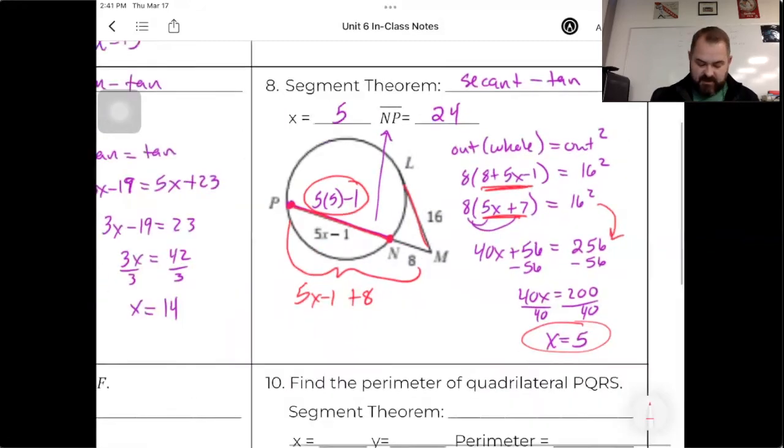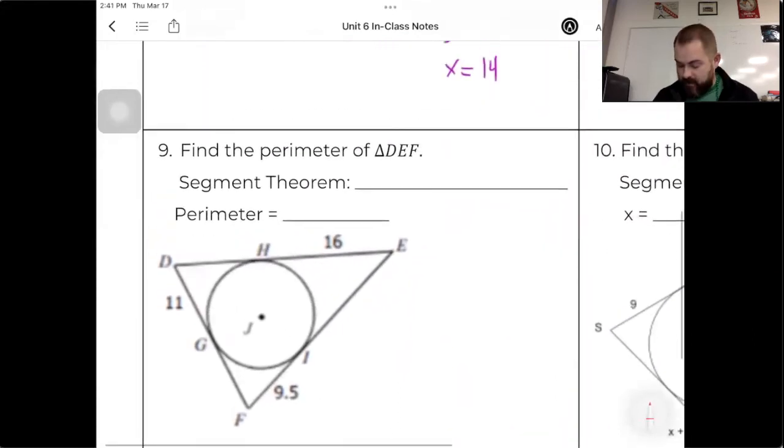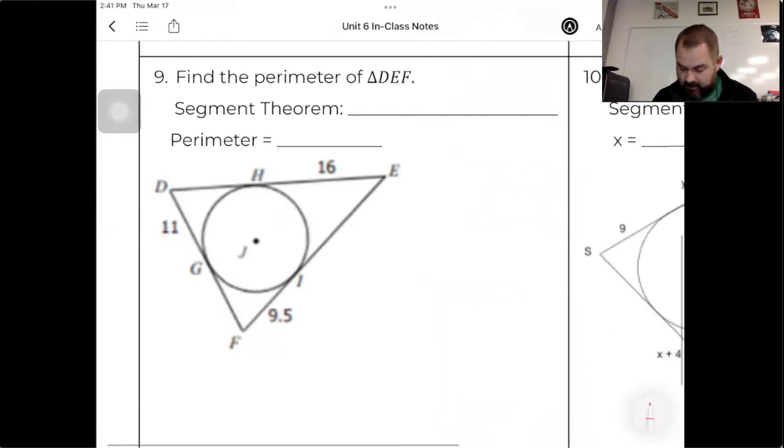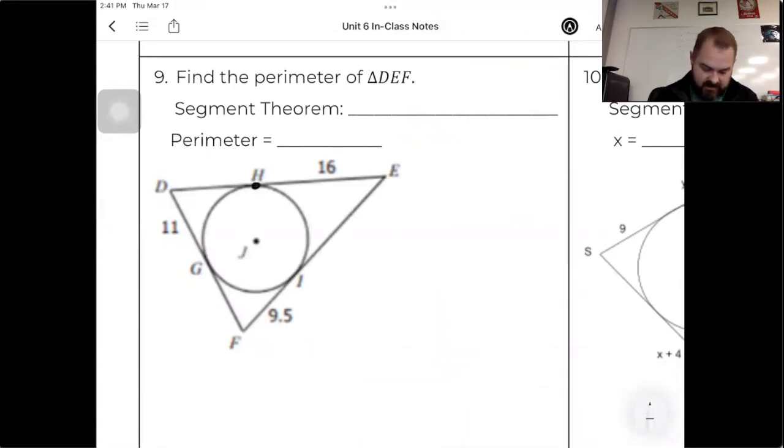As we finish up this lesson, there's one other idea we want to talk about, and that's a problem like number 9. On number 9, they ask you to find the perimeter of this triangle DEF. Now you'll see that the sides of triangle DEF all touch the circle at exactly one place. DE touches the circle once at H, EF touches the circle once at I, and FD touches the circle once at G. That makes every side of this triangle a tangent.